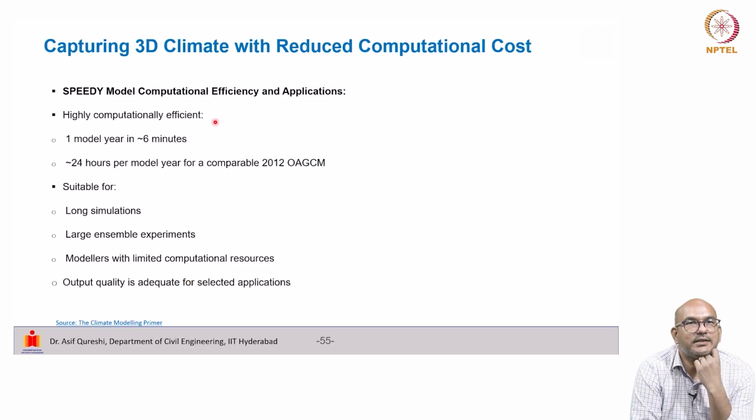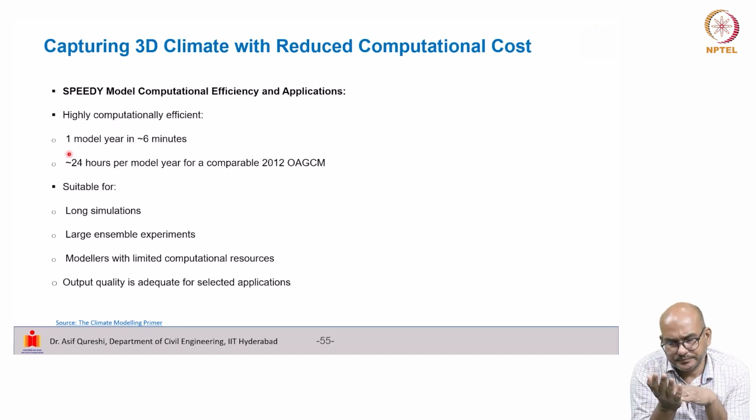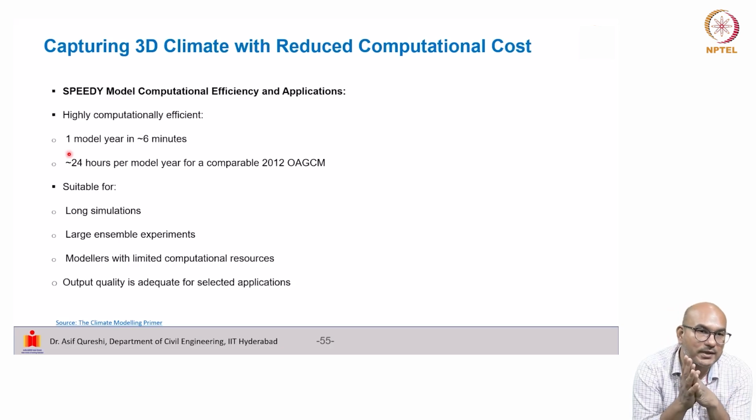The advantage of this model is that it turns out to be very computationally efficient. And what do we mean? One model year is done in 6 minutes, which means 10 years in 60 minutes. So, 10 years within 1 hour. In 24 hours, it can run 240 years. So, in one day, 240 years can be run. If you wait for 10 days, we have run 2400 years. That is a very long time span. If you run it for 1 month, you can have like 10,000 years worth of simulation time.